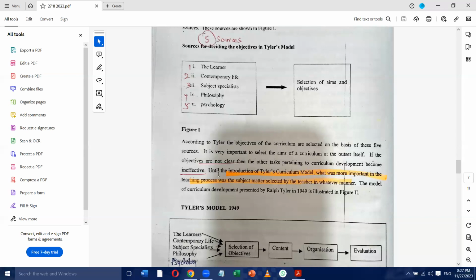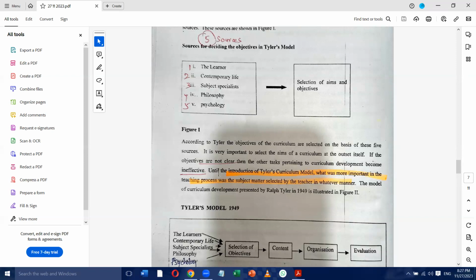Until the introduction of Taylor's curriculum model, what was more important in the teaching process was the subject matter selected by the teacher in whatever manner. The model of curriculum development presented by Ralph Taylor in 1949 is illustrated in figure 2.